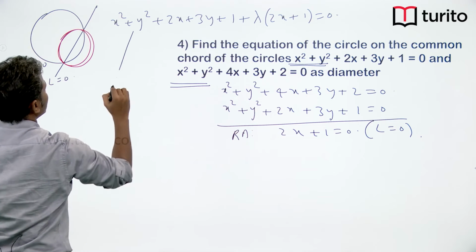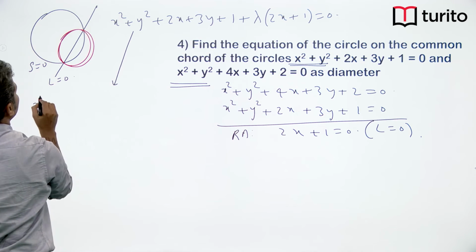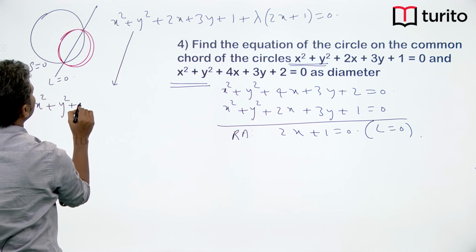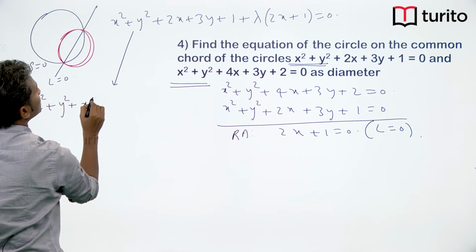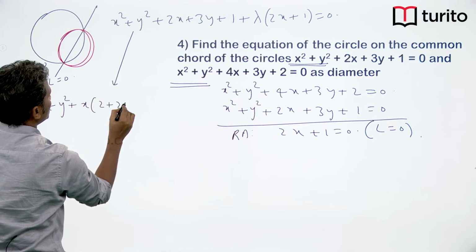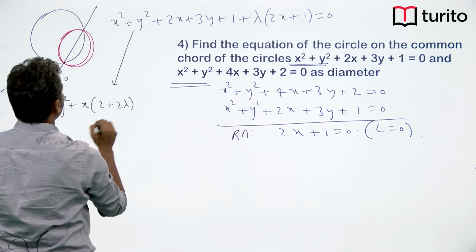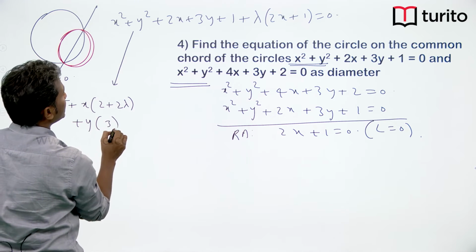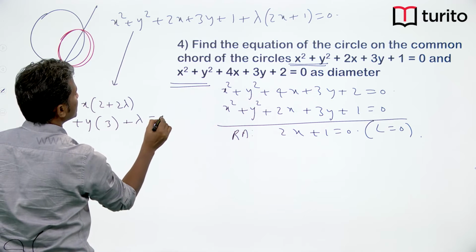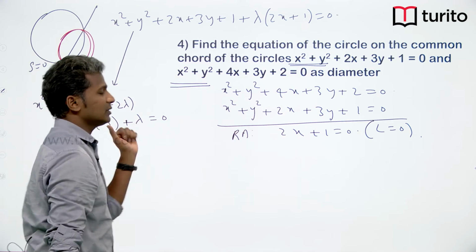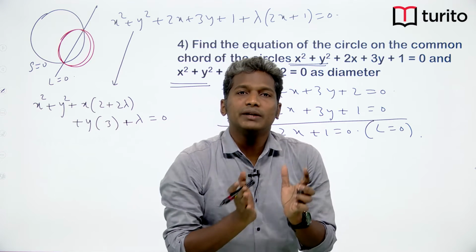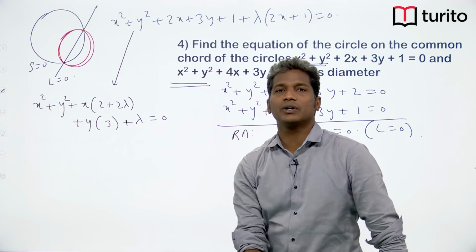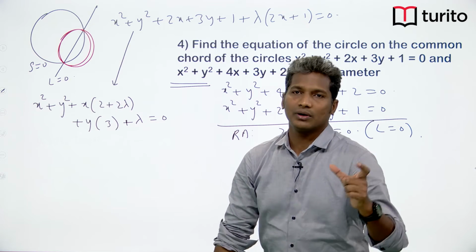Now if I simplify this further, I get x square plus y square plus, if I take x common, I get 2 plus 2 lambda. Now if I take y common, I will get only 3 here, and plus lambda is equal to 0. This is the equation of the circle in family form. It represents the family of circles passing through those 2 points, which are ends of the common chord.